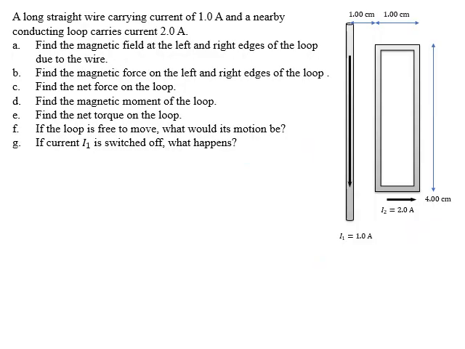In this example, we have a long straight wire carrying a current of 1 amp and a conducting loop nearby, and that carries a current of 2 amps. Let's go through this step by step and see what we can find out as we go. Part A. Find the magnetic field at the left and right edges of the loop due to the wire itself. So our wire is carrying current, so it makes magnetic field.